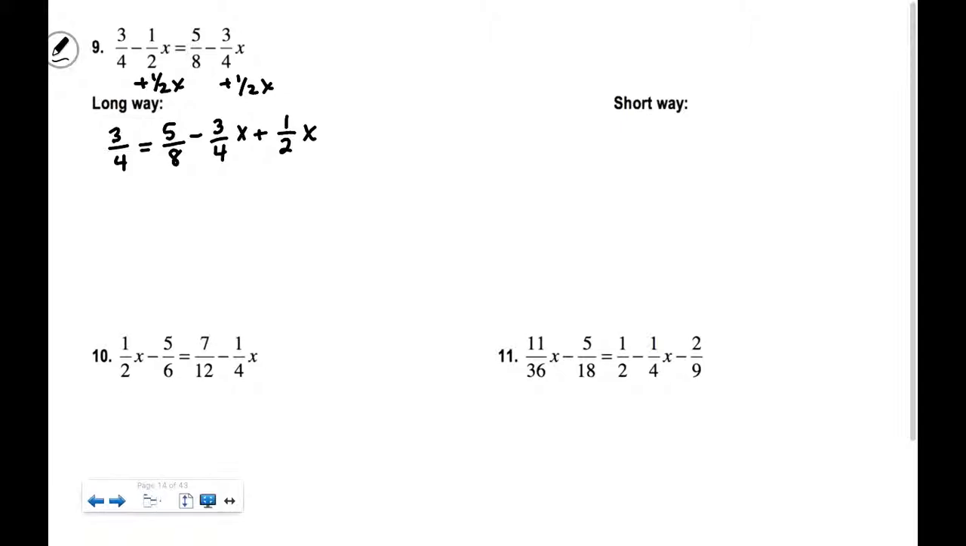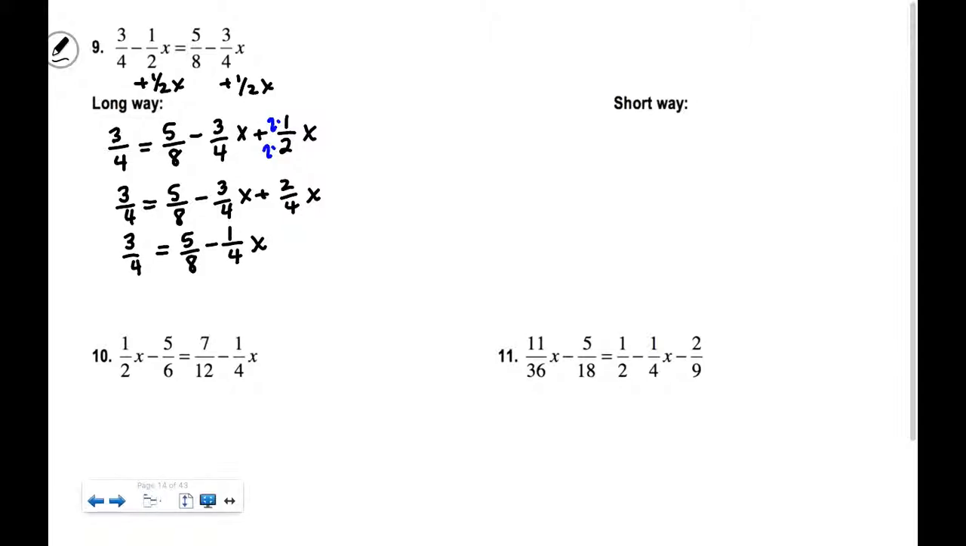I need to combine those x's, so I need common denominators. I added it to the other side, so I'm going to multiply by 2 over 2 so that I have common denominators. I'm going to have 3/4 equals 5/8 minus 3/4 x, I'll write it out, plus 2/4 x. When I combine my x's, what do I get? Careful, one has a negative. Negative 1/4 x, right. So I'm going to have 5/8 minus 1/4 x equals 3/4.